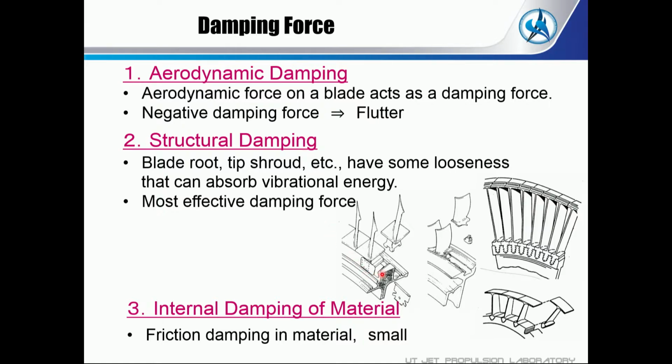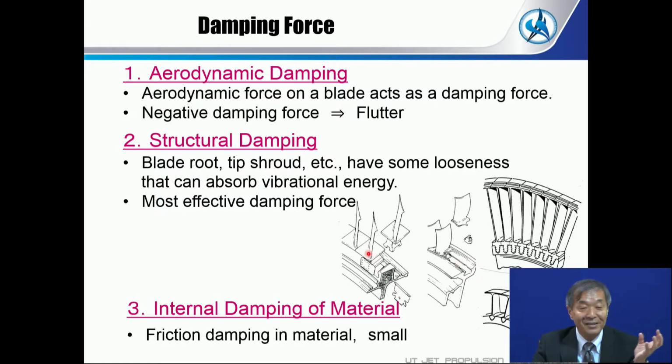But the second one is structural damping. For instance, the blade root. This is a Christmas tree or dovetail structure here. And originally this is a little bit loose, so not strictly fixed. And during the rotation, there is a centrifugal force, so this is fixed. But there is some looseness at the root. So this is a damping force, mechanical damping force. It has a very big effect on the damping.